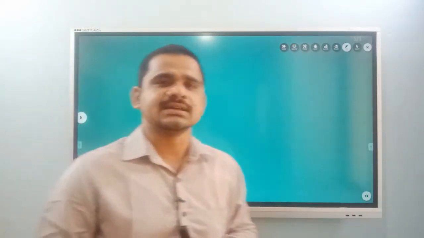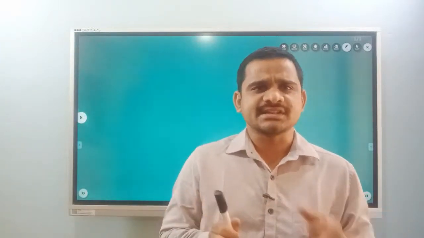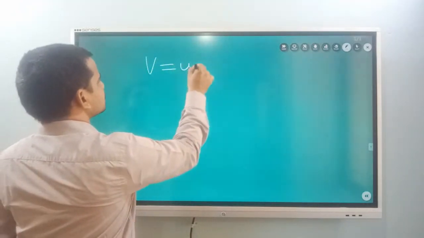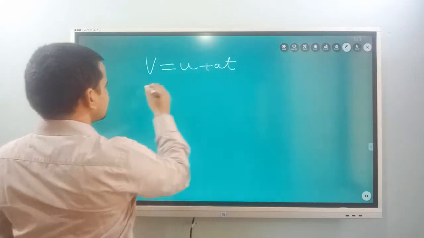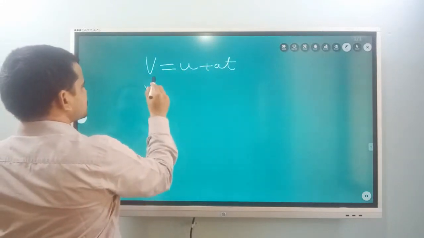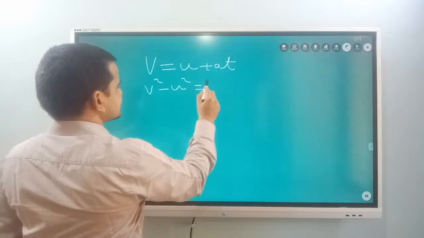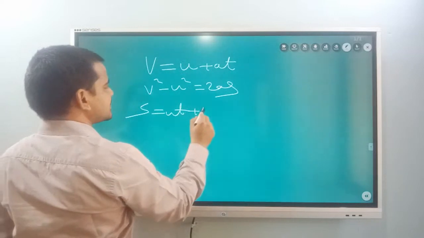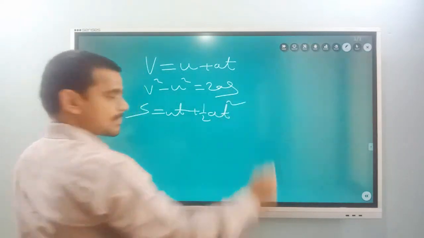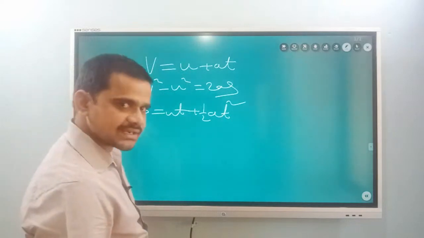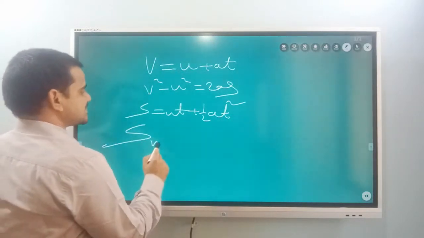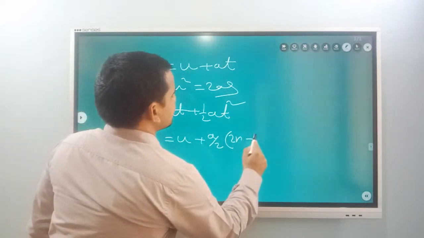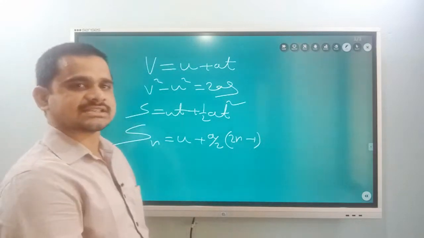Next, we'll discuss these basic things. I'll tell you one more time, repeat it. The equations which we use are very important here: v is equal to u plus at, v square minus u square is equal to 2as, s is equal to ut plus half at square, and s nth is equal to u plus a by 2 into (2n minus 1). These are the expressions which we'll get here.